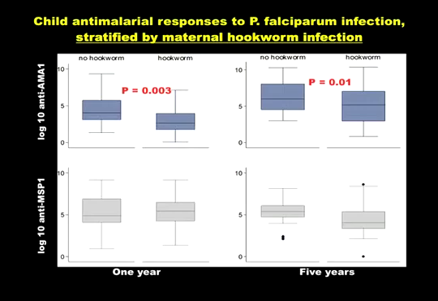We see a similar pattern at age 5, where children born to mothers who had hookworm infection had a lower mean antibody response compared to children born to mothers who did not have hookworm. However, we do not see a consistent pattern with responses to MSP1.